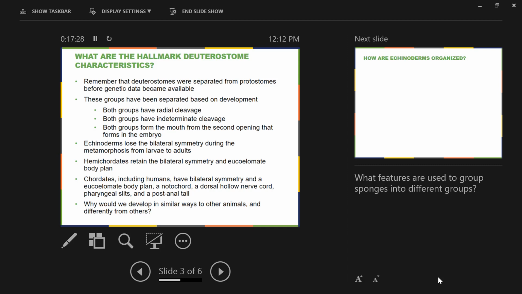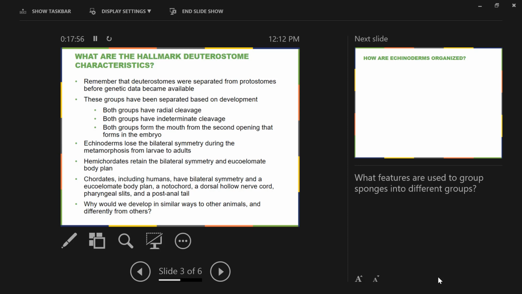What you find is that there's no real selective advantage to developing in any particular way. Just the first opening becoming the mouth or the second opening becoming the mouth doesn't make you any better equipped to face your environment. So it's a developmental difference. There's nothing super meaningful about it except that it separates the two groups.